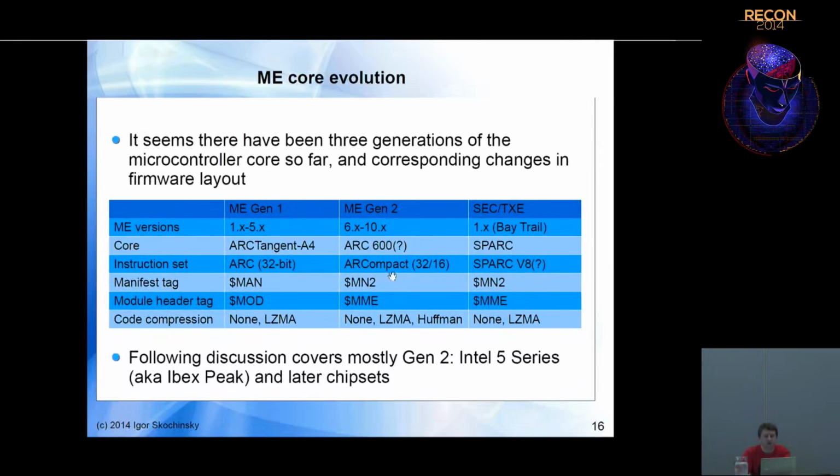And this ARCompact is somewhat similar to the ARM Thumb instruction set because it can have short 16-bit instructions, so it saves code space, I guess. Maybe that's why they switched. And in addition to LZMA, they can also use Huffman compression, which is implemented in hardware. I will talk a bit more about it later. And just last year, they released the Bay Trail system on chip, and it also has an embedded ME, except they don't call it ME, they call it TXE. And it uses, for some strange reason, the SPARC architecture instead of ARC.